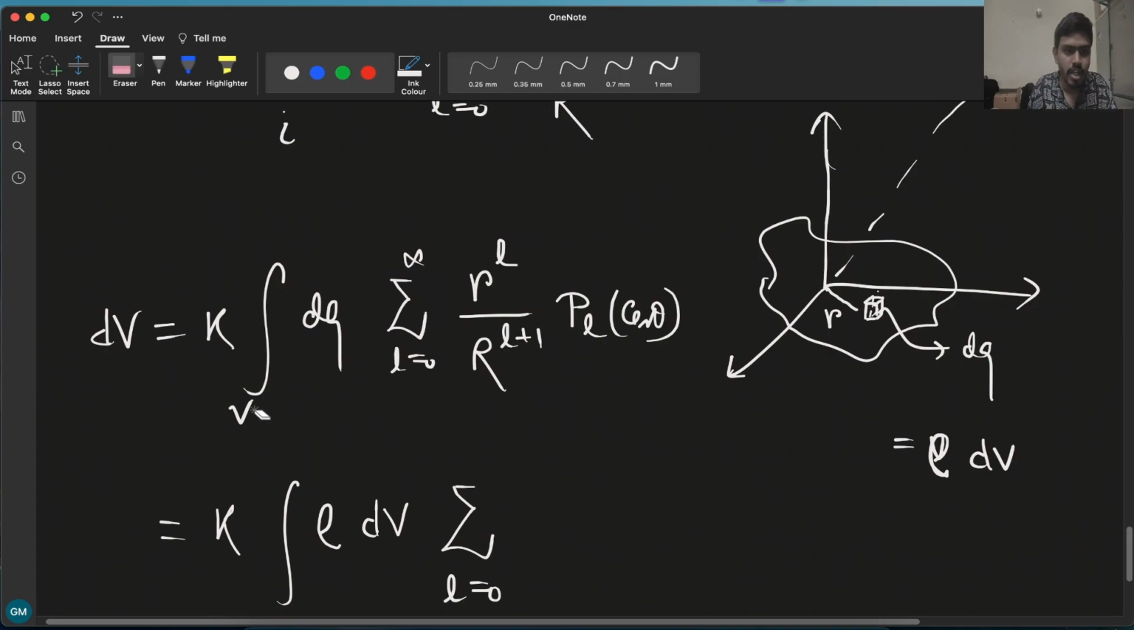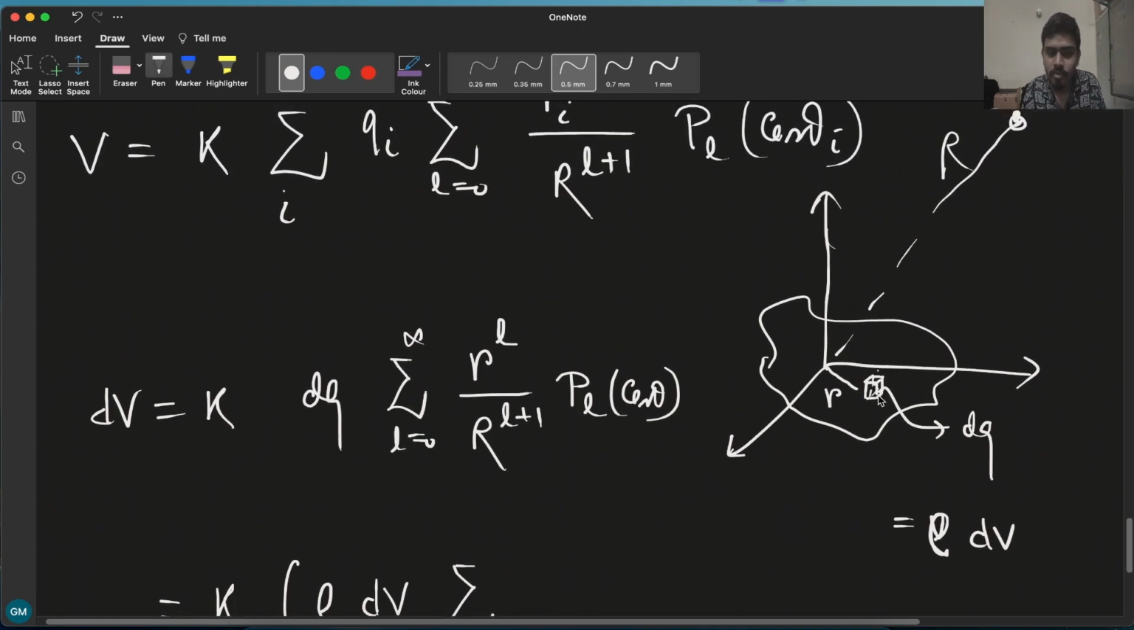For dV, this integration will not be there. So let me repeat it again. We want to know the effect of the small charge. So it will be the small charge dq times all the other factors, and that will be dV, right? So dV is the potential because of the small charge.